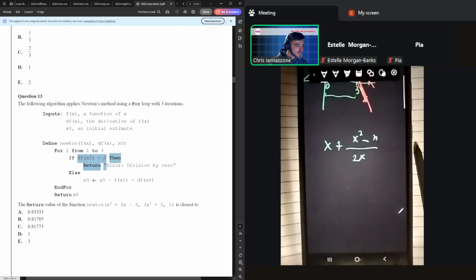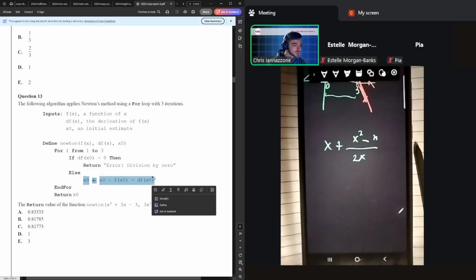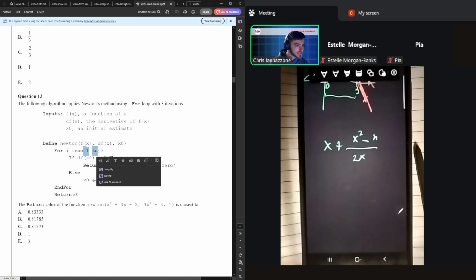For 1 to 3, we've seen this before. Derivative of value, derivative being 0 is going to give you an error, right? We already explored what was going on there. This, of course, is the Newton's method actual equation. We're looping that 3 times. It even tells us it's 3 iterations. And so we're just going to do exactly the same thing we did before, but this time this is our f, this is our derivative, and we're going to loop that 3 times.